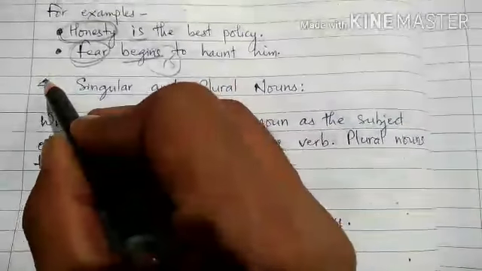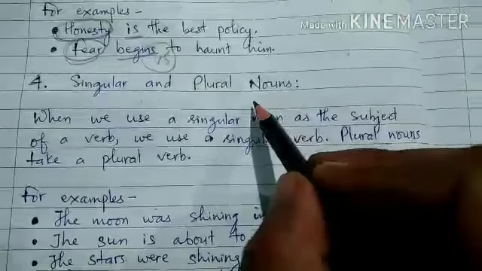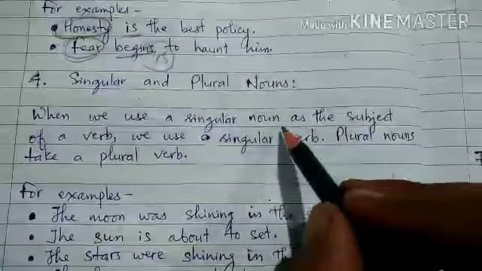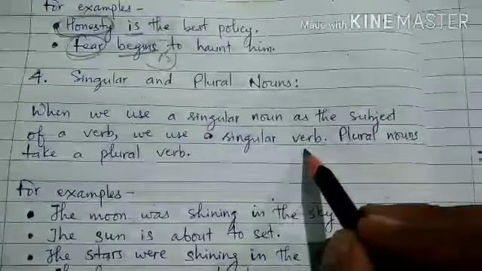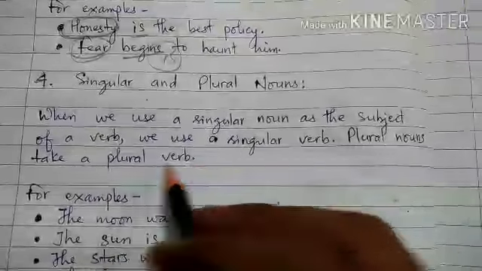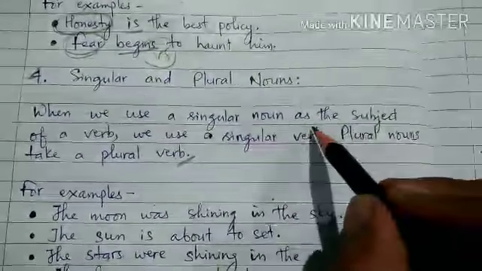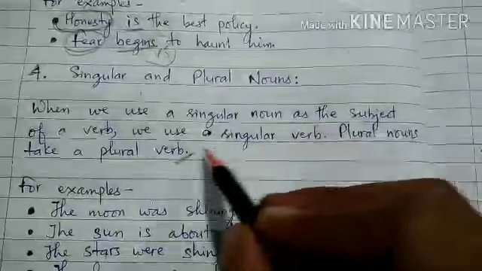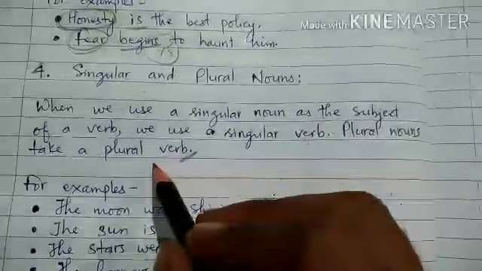Understood? Now another concept, the fourth concept: singular and plural nouns. When we use a singular noun as the subject of a verb, we use a singular verb. Plural nouns take a plural verb, same as the first concept. अगर हमारा सब्जेक्ट सिंगुलर नाउन है तो हमें सिंगुलर वर्ब यूज करना है. अगर हमारा सब्जेक्ट प्लूरल नाउन है तो हमें प्लूरल वर्ब यूज करना है.